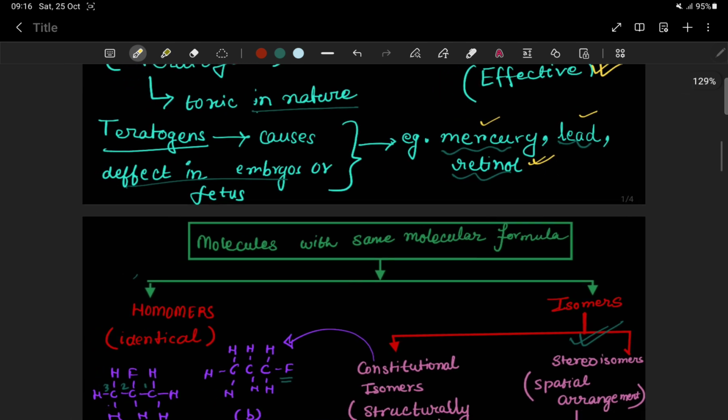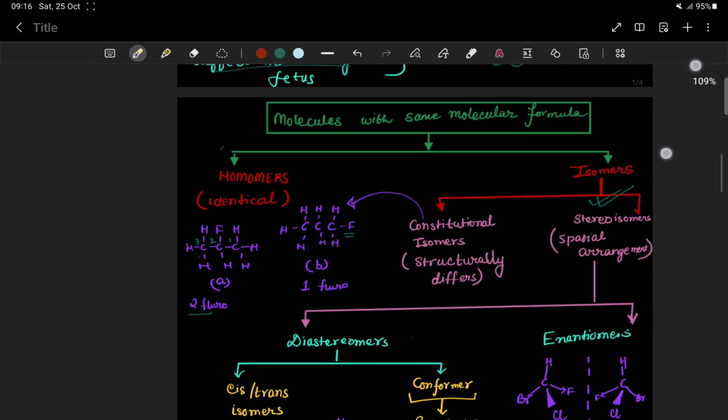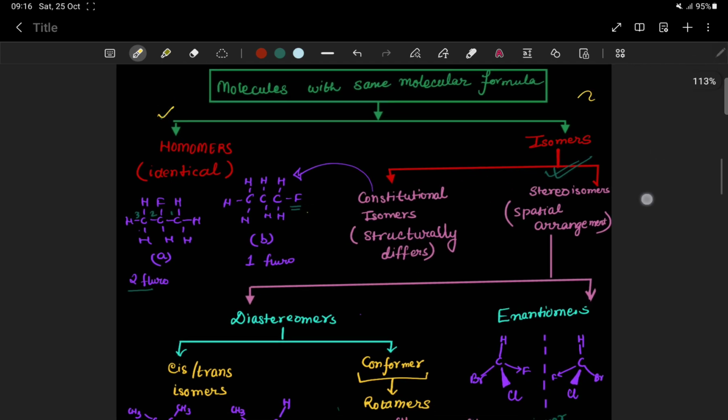Alright. So, molecules with similar formula can be classified as homomers and isomers. Okay, I'm going for the classification, so please concentrate over here. This is very important for your examination, for an overview of the whole chapter that we are going to study later. So, homomers and isomers. Homomers are basically identical in nature. The molecules with similar molecular formula that are identical in nature are the homomers.